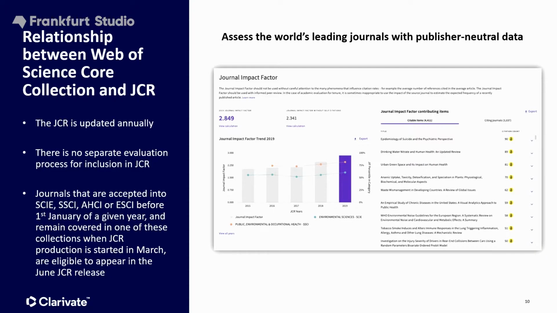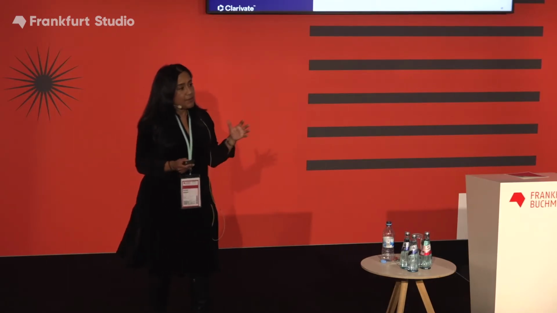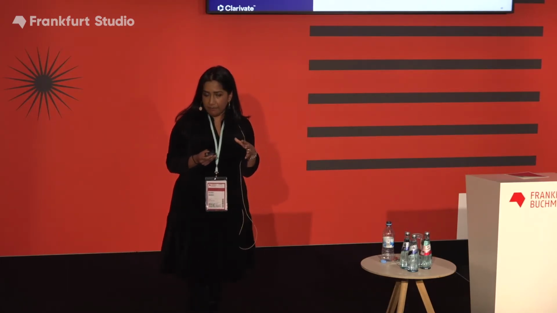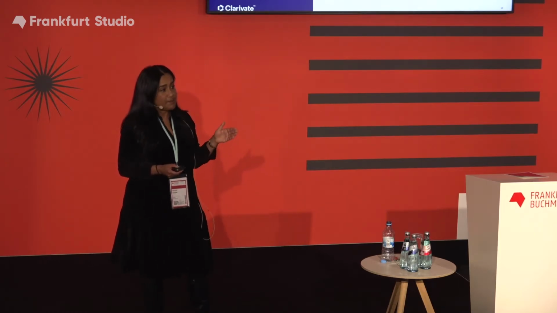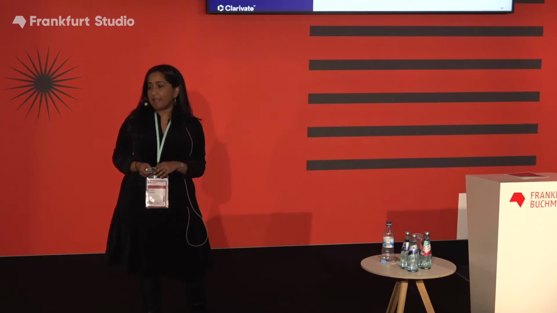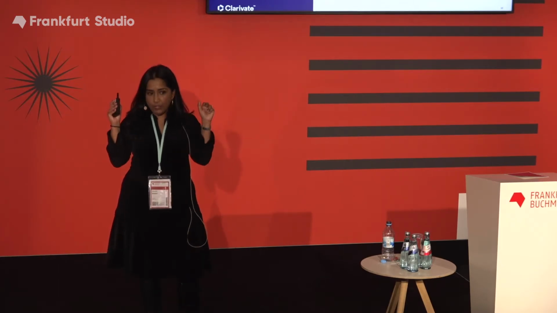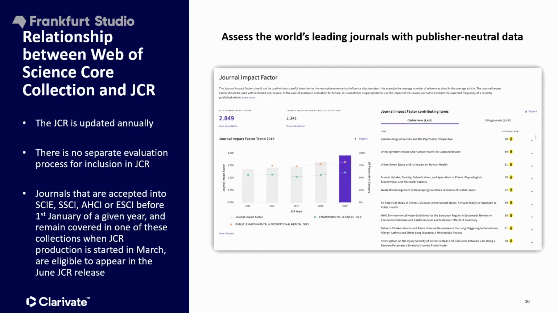So now let's turn to the relationship between the core collection and its sister product, the Journal Citation Reports, the JCR. The JCR is a journal intelligence platform. There is no separate evaluation process for the JCR. So it takes data and content from the Web of Science core collection. Unlike the core collection, which is updated daily, the JCR is updated once a year. It's an annual snapshot, and typically that update happens every June.